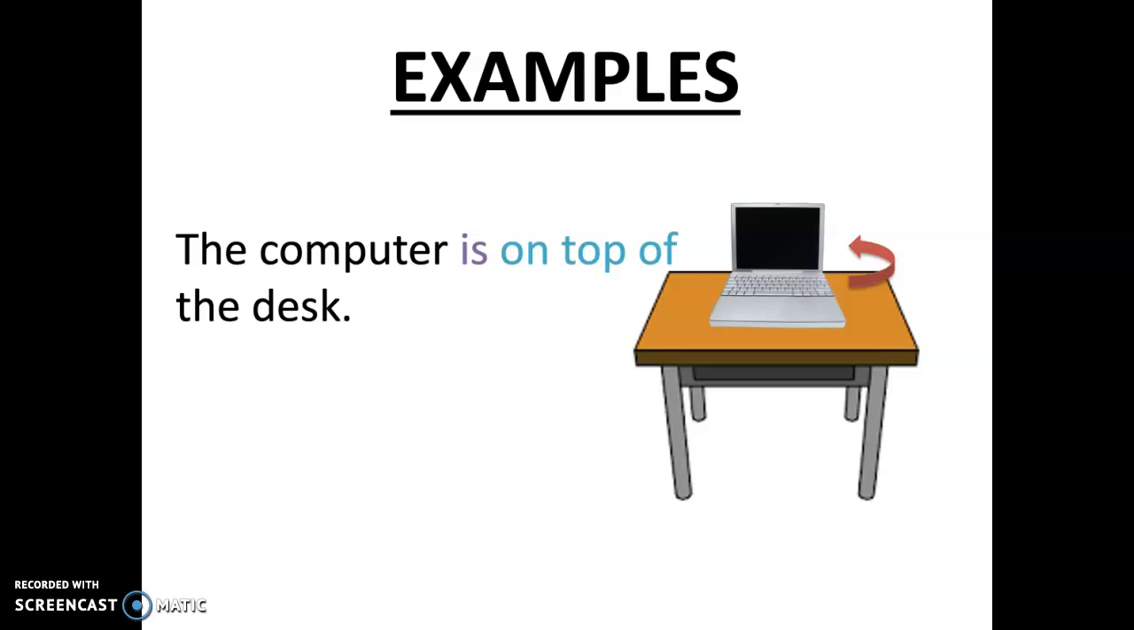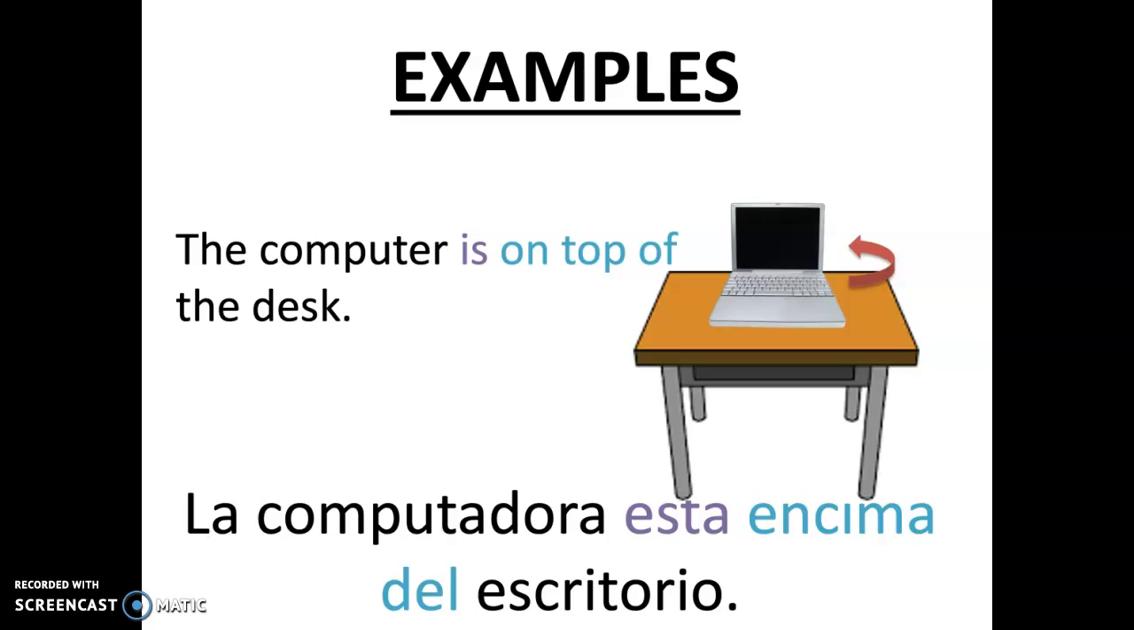Let's look at the example sentence in Spanish. We would say, la computadora está encima del escritorio. Again, la computadora está encima del escritorio. Keep in mind, está should have an accent on the A. Since we're talking about one computer, we are using the singular form of estar, está. Then we use our vocabulary term to say on top of. That preposition from your vocab terms is encima.